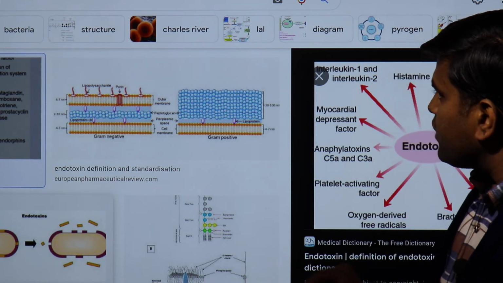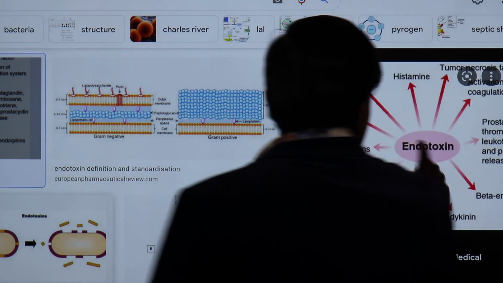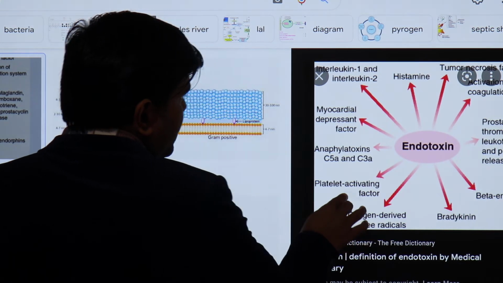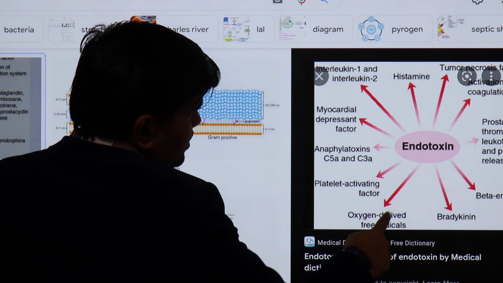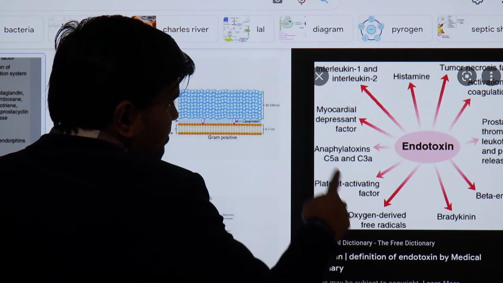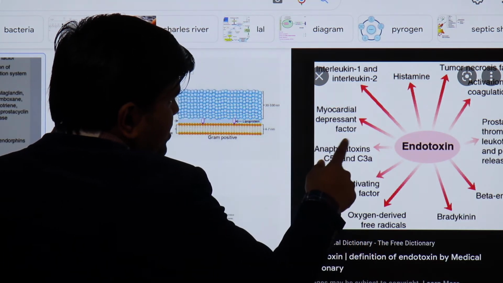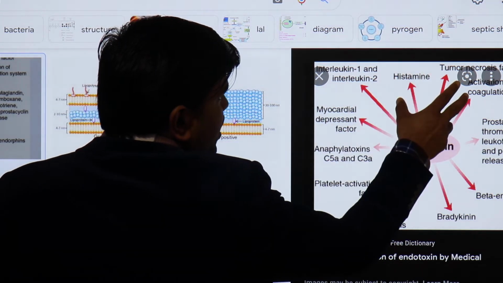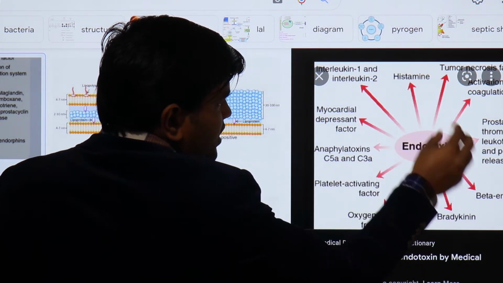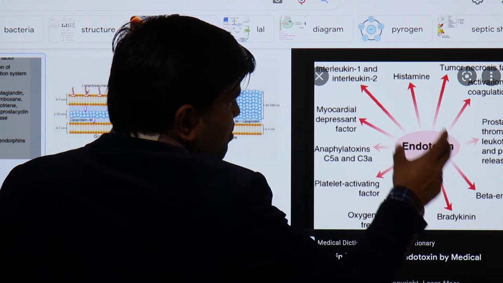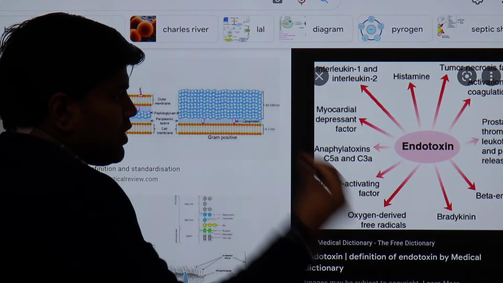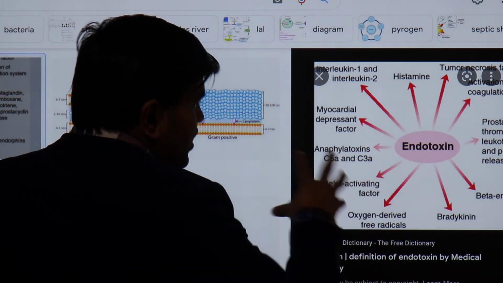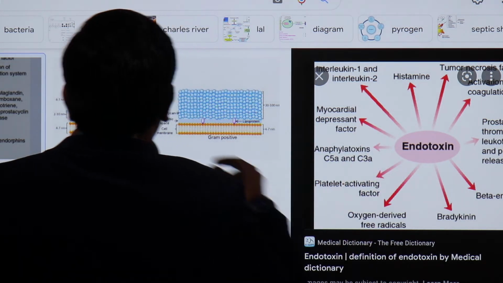Let me explain you here. You can understand over here. You can see this is the endotoxin. In this endotoxin activity, we can see there is bradykinin, oxygen-derived free radicals, platelet activating factor, renal toxin, myocardial depressant factor, interleukin 1 and 6, histamine release, tumor necrosis factor release, activation of the coagulation cascade, and prostaglandin, thromboxane, leukotriene release. These all are released into your body, and they all are causing a drop in your blood pressure and causing thrombosis inside your body that leads to multi-organ failure.